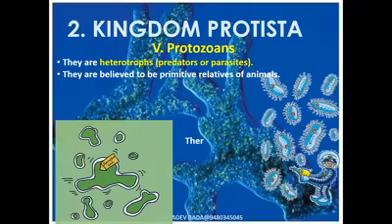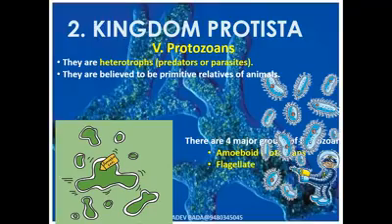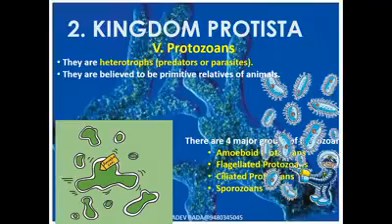They are believed to be primitive relatives of animals. In the earlier classifications, these protozoans were put under the kingdom Animalia because they resemble animals, and they were said to be the basis for the evolution of animals. But when they went into detail, these are organisms which are single celled. Therefore they were placed in a separate kingdom, the Protista.